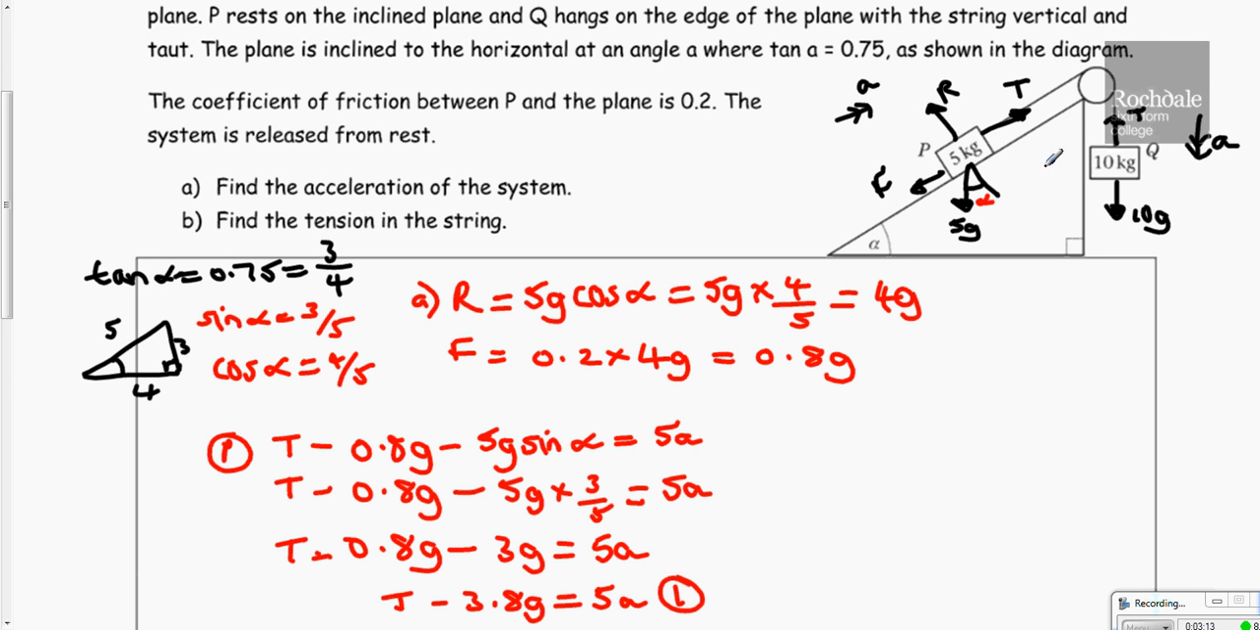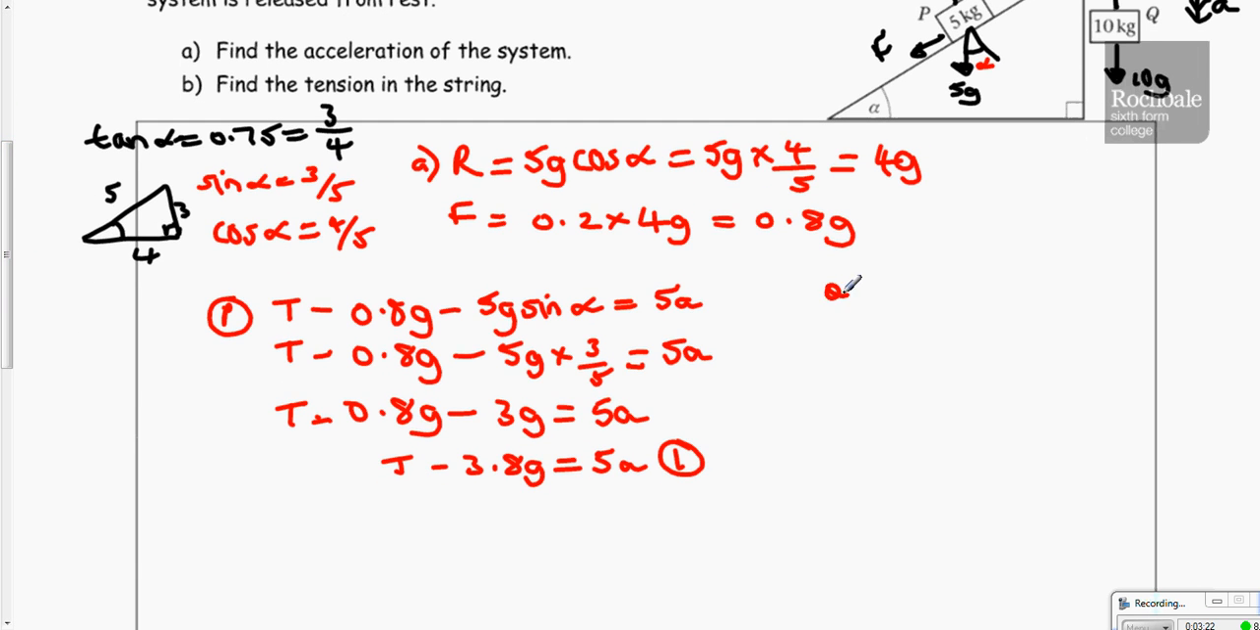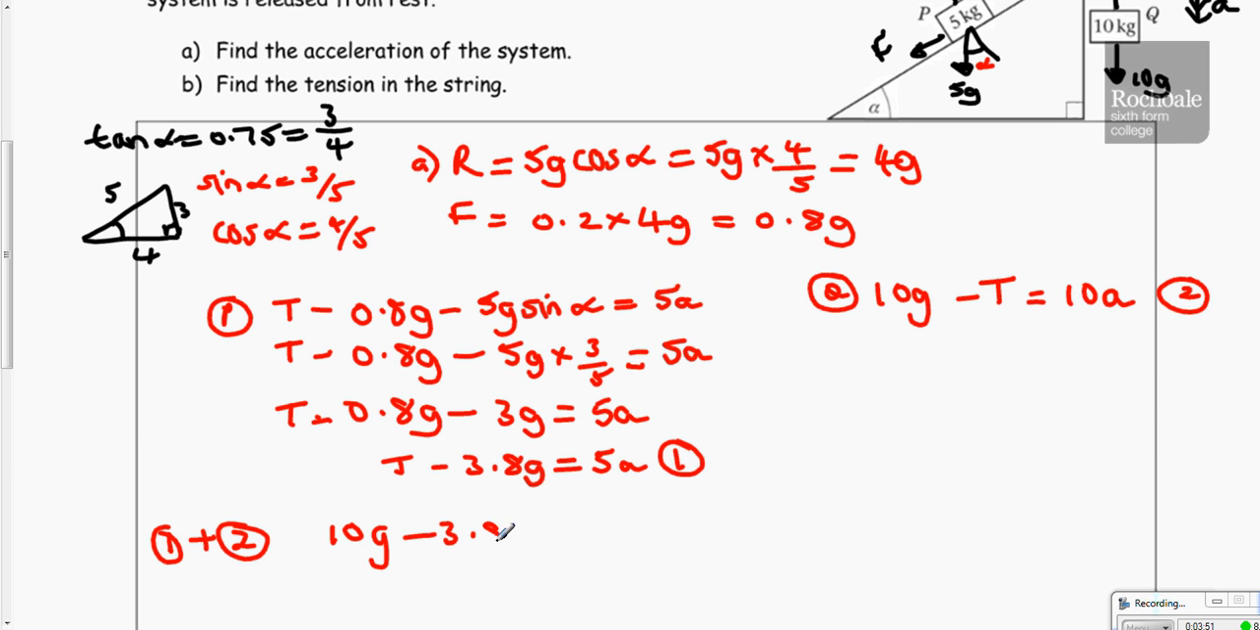I'm going to do the same for particle Q, which is a little bit simpler. Obviously Q is moving downwards towards the ground, so I'm going to do F equals ma downwards, in the direction of motion. So for Q, we've got 10g acting down, the tension acting upwards, and that will be equal to 10a. So that's equation 2. Looking at the two equations, we have a positive T and a negative T. So if I do equation 1 add equation 2, the T's will cancel out. And on the left hand side, I'm going to have 10g and a minus 3.8g. And on the right hand side, I'm going to have 15a.